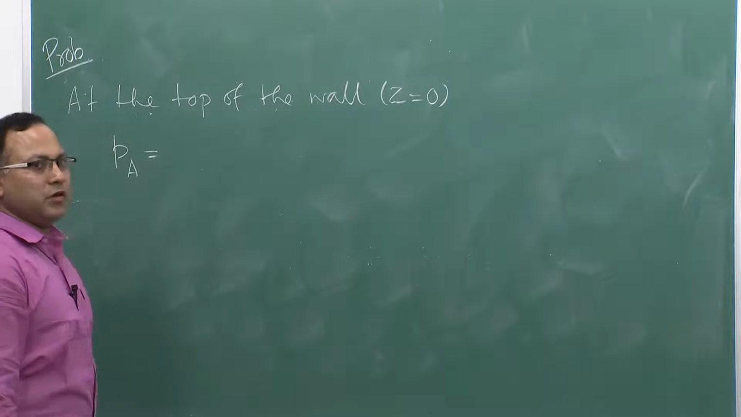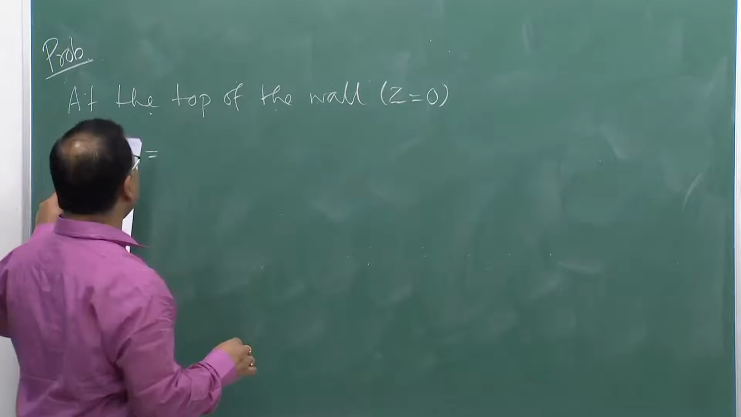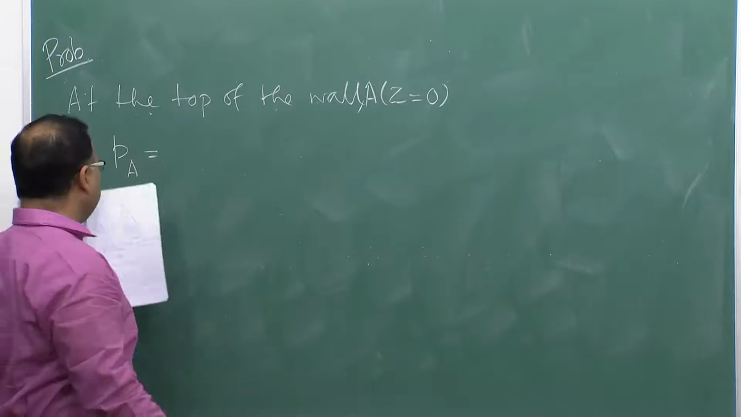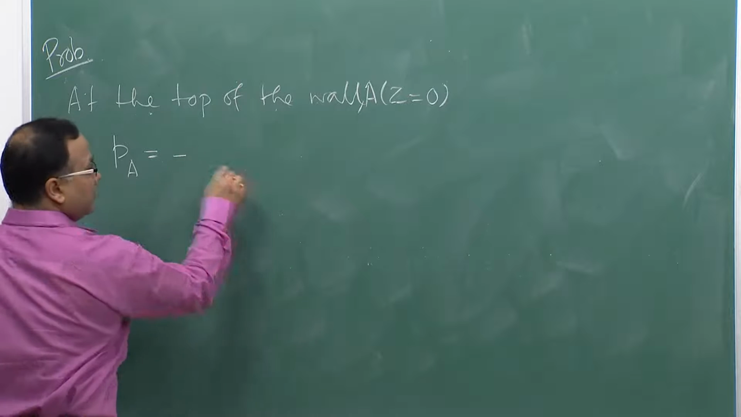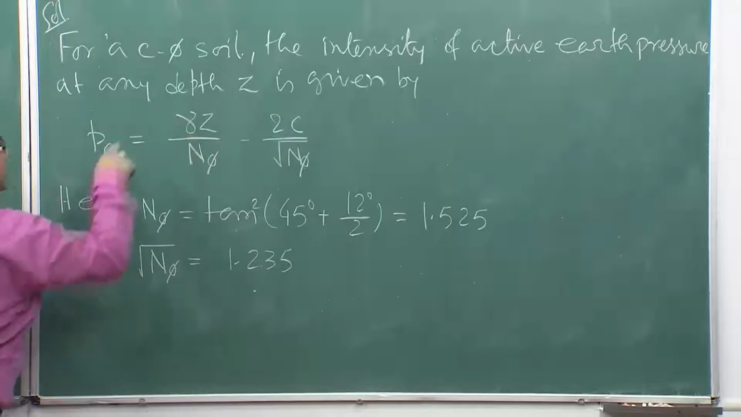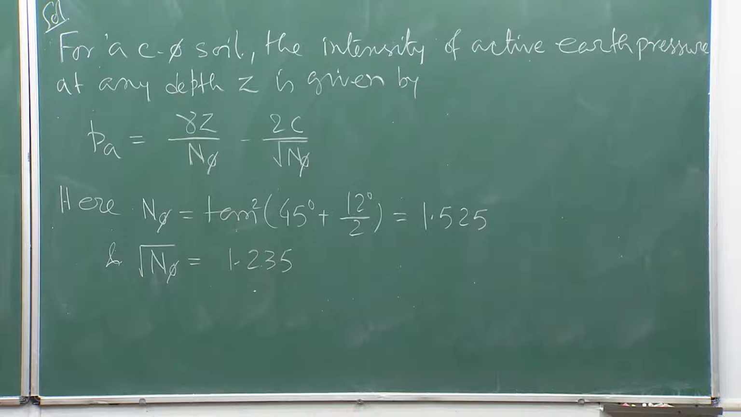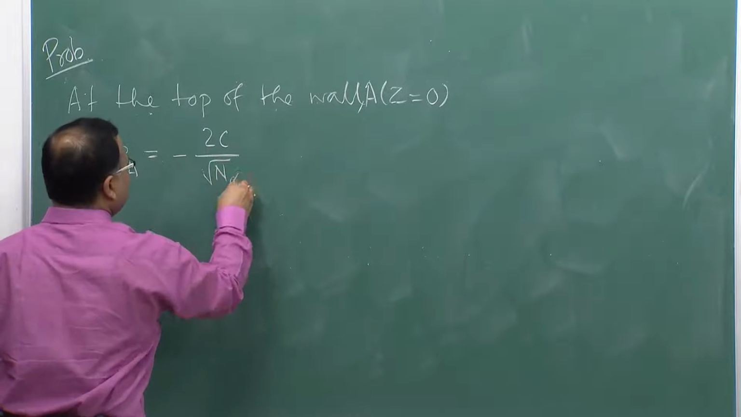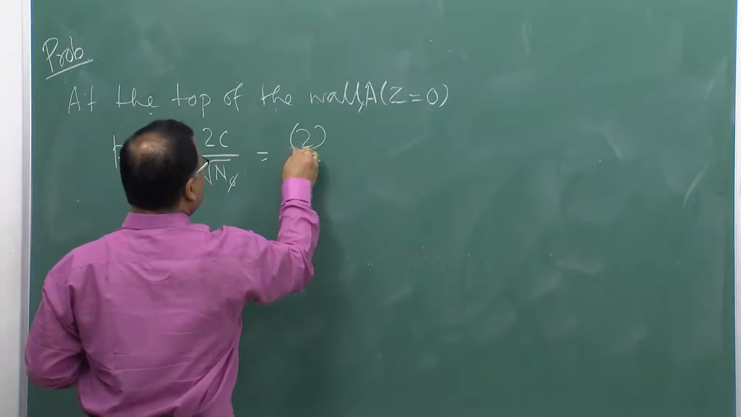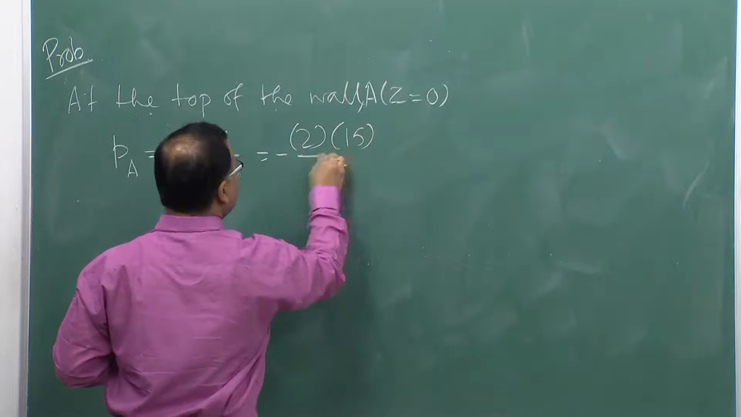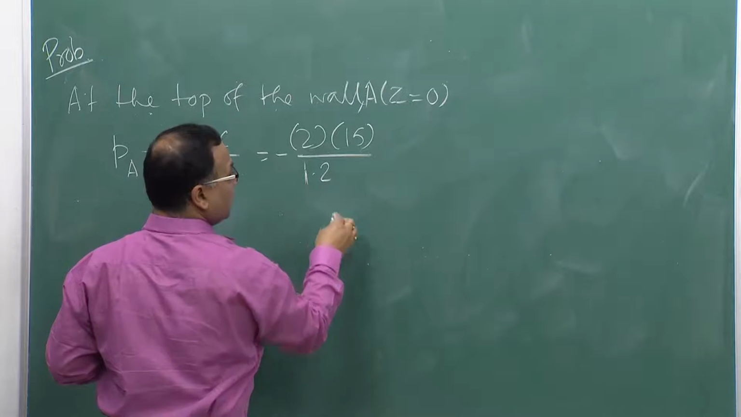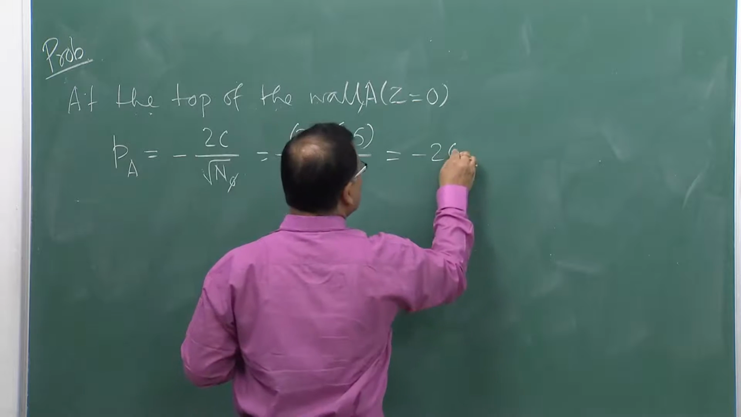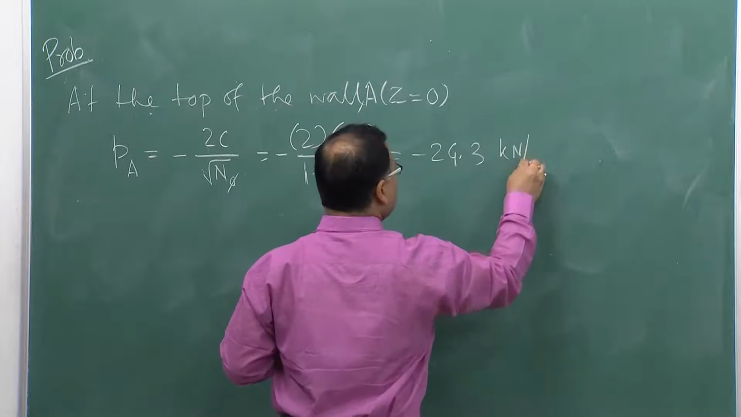Say at that point we are defining as point A, at the top of the wall. That means Z equal to 0, so the active earth pressure PA is given by, because this part will become 0 as Z is 0, gamma Z by root n phi will be 0. The remaining part will be minus 2C by root over n phi, where I can write minus 2 into 15 by 1.235, which gives me minus 24.3 kilonewton per meter square.